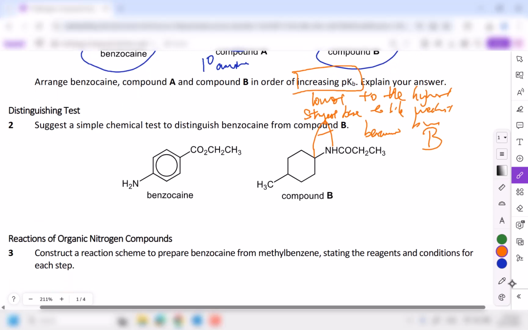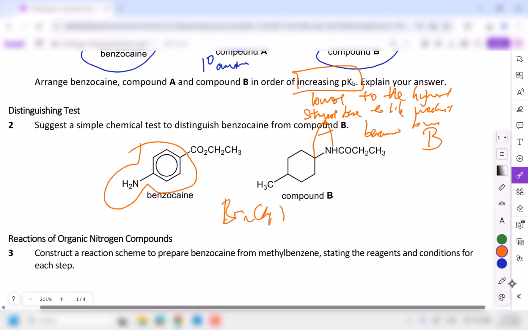Question 2, distinguishing test. You are supposed to suggest a simple chemical test to distinguish between benzocaine and compound B. Again, benzocaine and compound B. Our focus will therefore be on phenylamine. What is the characteristic reaction of phenylamine that we learned in chapter 19? Based on our knowledge, aqueous bromine will be the one that we are looking at.